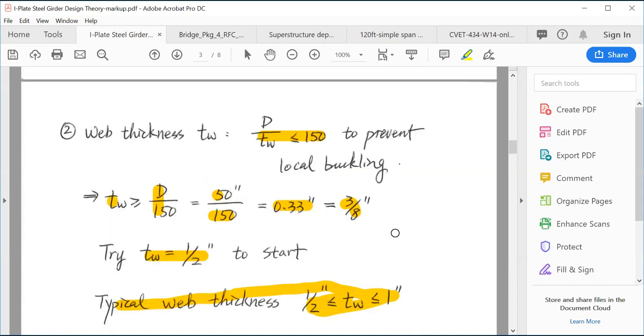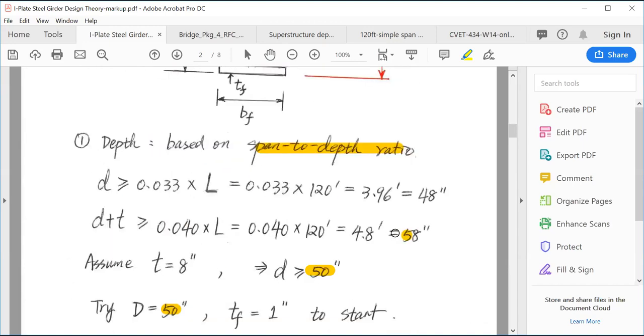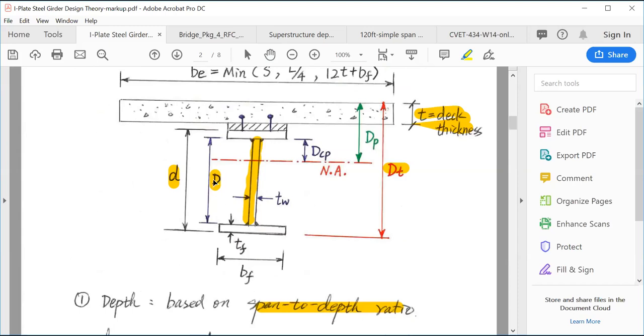So now, based on the depth to span ratio, we have the depth of the web. Then based on the local buckling requirement, we get TW. Then the remaining will be the flange dimensions. So we need to have a flange width and a flange thickness to start with, and check the bending strength. If bending strength passes, it means that our flange design is good, but if the bending strength fails, it means that we have to increase the size of the flanges.